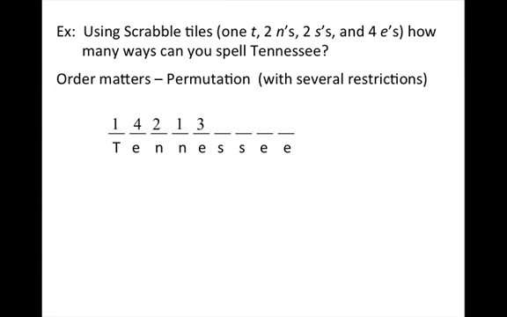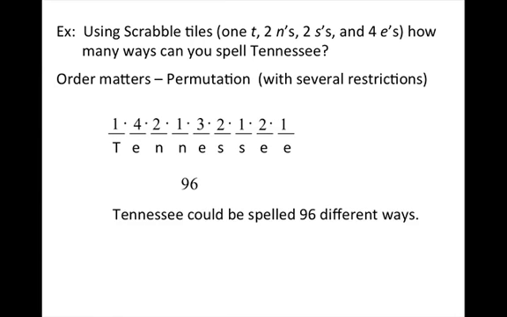Next, I have two S's. For the first S, I have two to choose from. And for the second S, since I've used one of the S's, I only have one left to choose from. Now I come to my final two E's. I began with four E's, but I've used two of them, so that means I have two left for the third E. And for the final E, I only have one tile left. Now if I multiply these, I end up with 96. So using those Scrabble tiles, I could spell Tennessee 96 different ways.